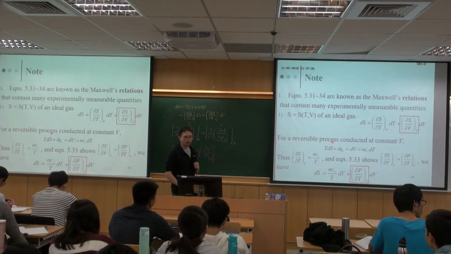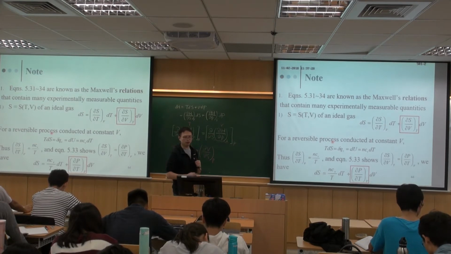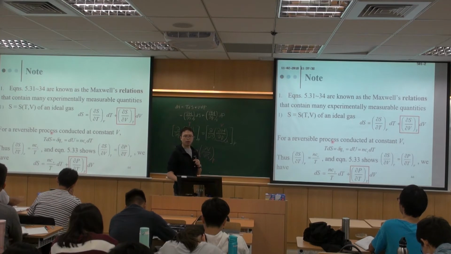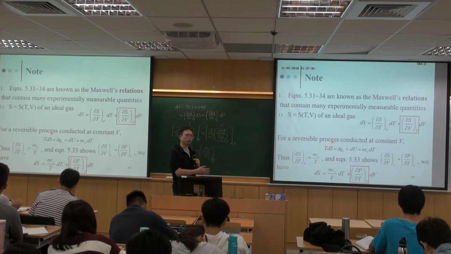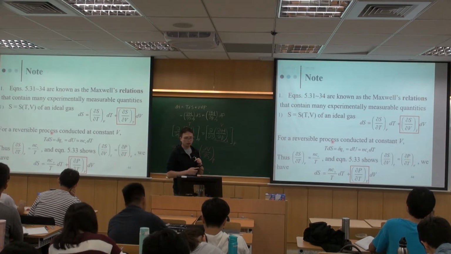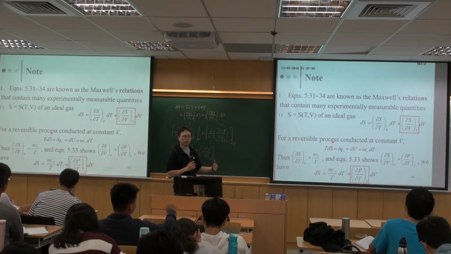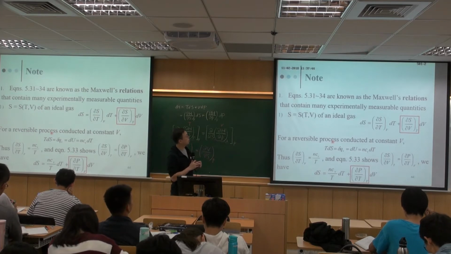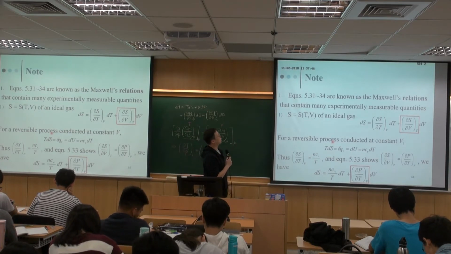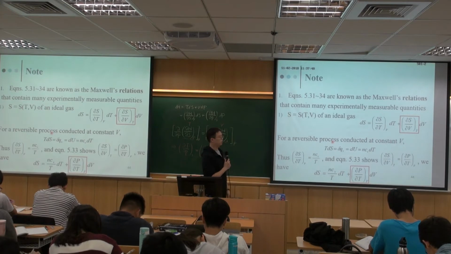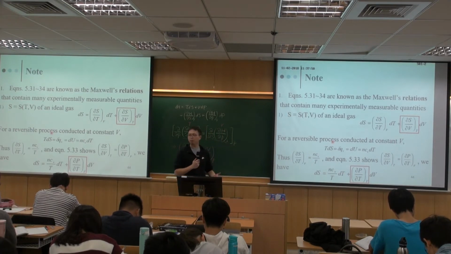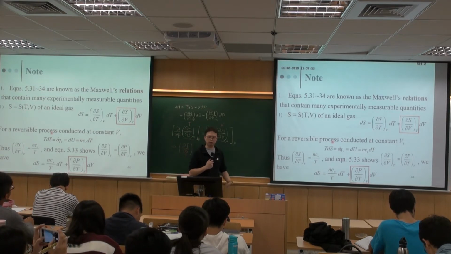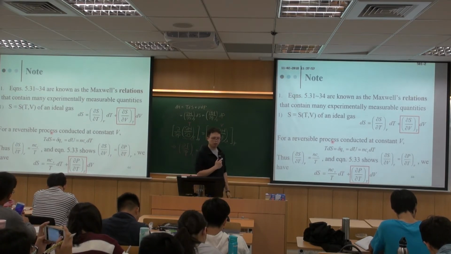So the previous four formulas that we saw are called the Maxwell relations. These are not the same as Maxwell's equations, because Maxwell's equations are for electromagnetism. So you can say these are the Maxwell relations for thermodynamics, or for thermodynamic quantities. And those contain many experimentally measurable quantities, for instance temperature, volume, pressure, except for entropy. Entropy is hard to measure experimentally.